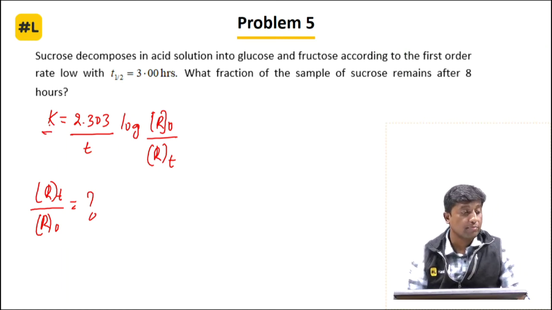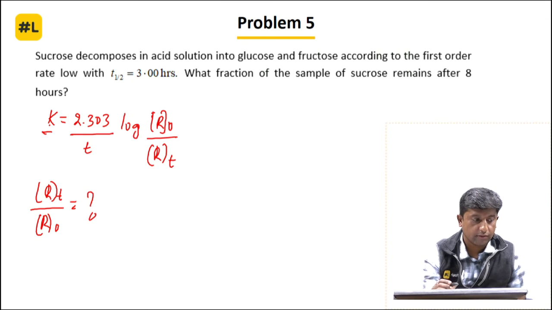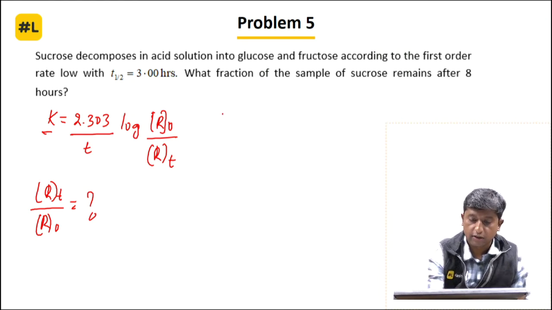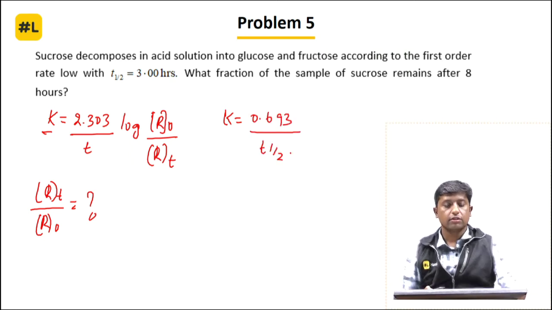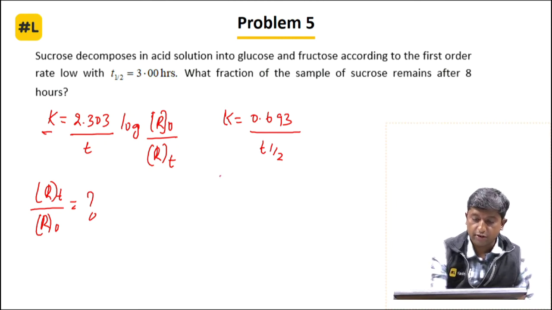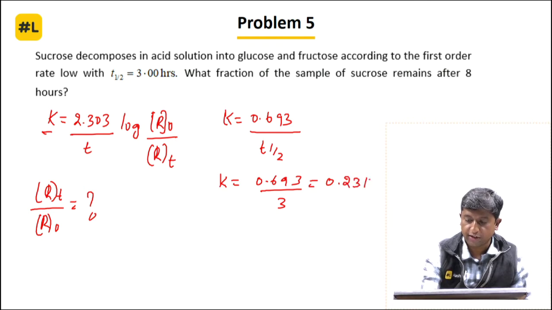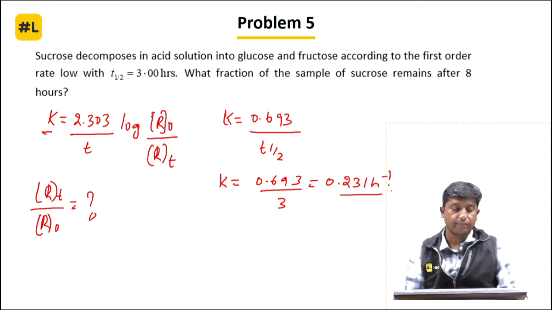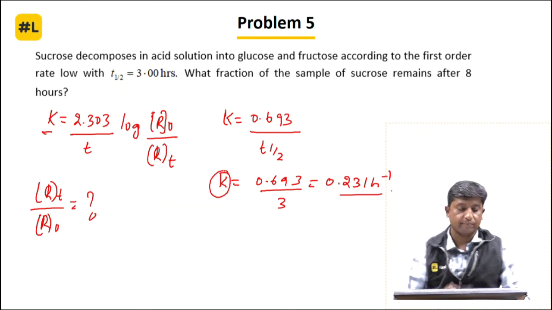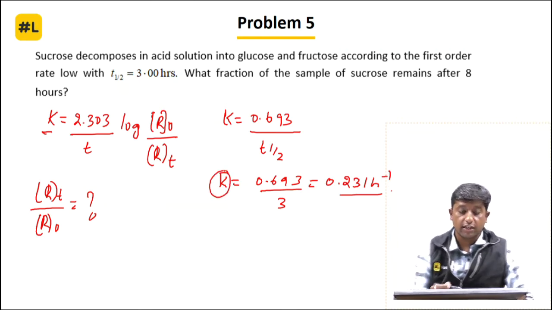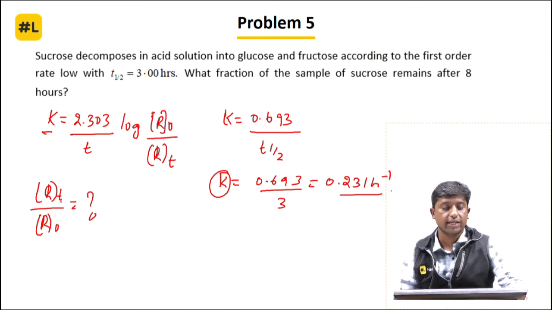What is the formula we are going to apply? Yes. We know that k will be equal to 0.693 divided by t half. They have given the half-life time. So k will be equal to 0.693 by 3. What is the answer here? It is 0.231 per hour, that is the unit. So now we have calculated the value of k. After knowing the value of k, now we can calculate the fraction of sucrose remaining after 8 hours.